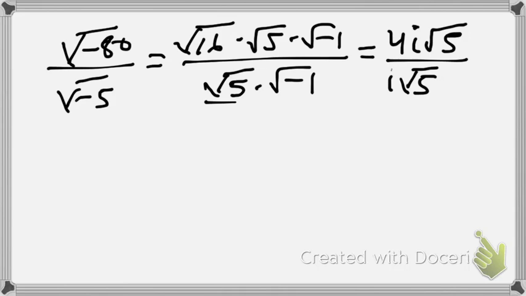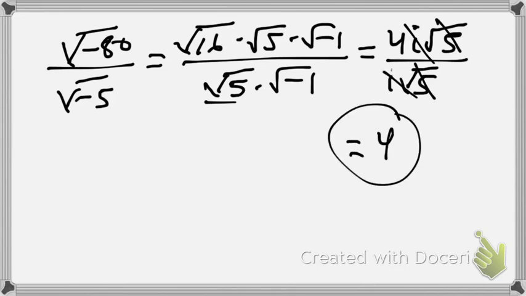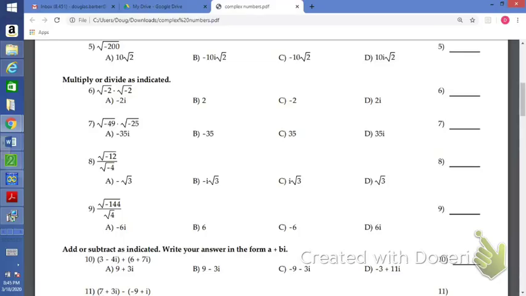Numerator and denominator both have the square root of 5, so cancel those out. Look, i is also in the numerator and denominator. Cancel those out. 4 is your answer. Those sets of problems will help you with 8 and 9.